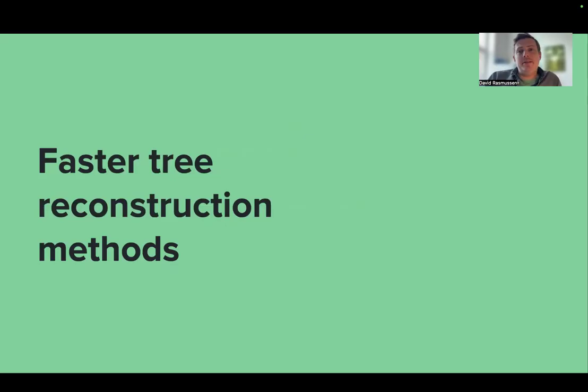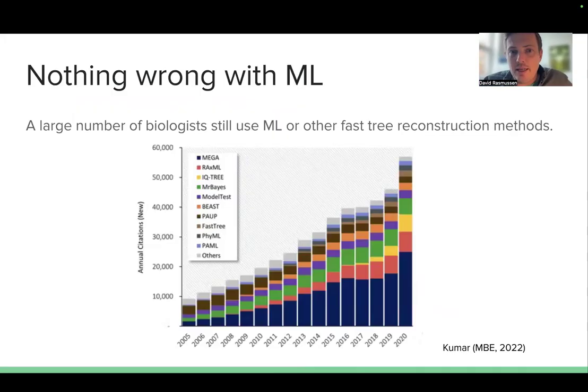So the first thing we need is faster tree reconstruction methods. And in fact, we've already seen some of these before this semester. Of course, we can always use maximum likelihood methods to reconstruct trees as well. And of course, maximum likelihood methods are very similar to Bayesian methods.